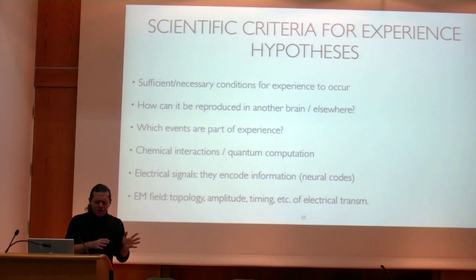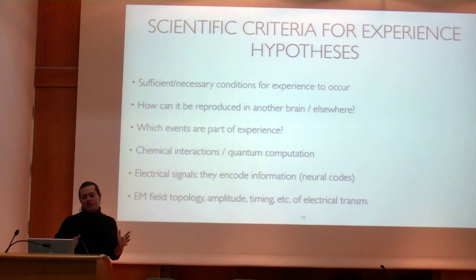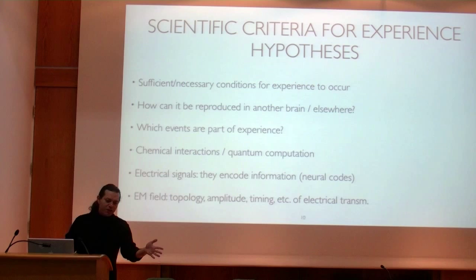Now that we've seen one kind of scientific hypothesis, maybe we could try to determine the scientific criteria for an experience hypothesis that could work. What should the scientists find? I think, first of all, they should concentrate, obviously, on sufficient and necessary conditions for experience to occur. You can vary conditions, you can keep one of them, change one of them, and see how the experience changes. This could, with some work, probably be carried over to human subjects even, although it's a bit difficult.